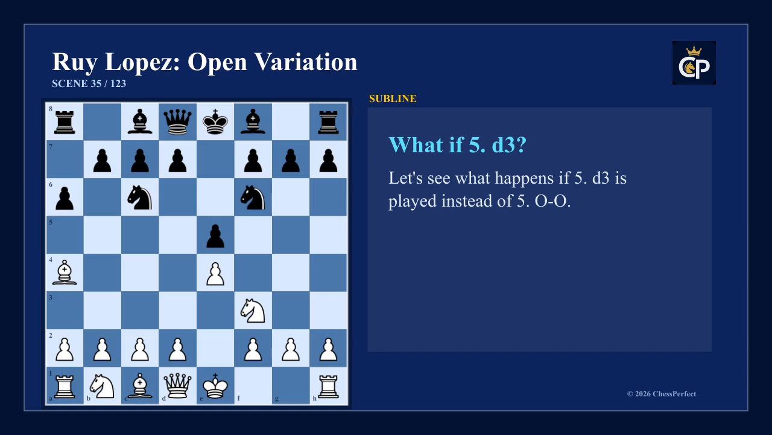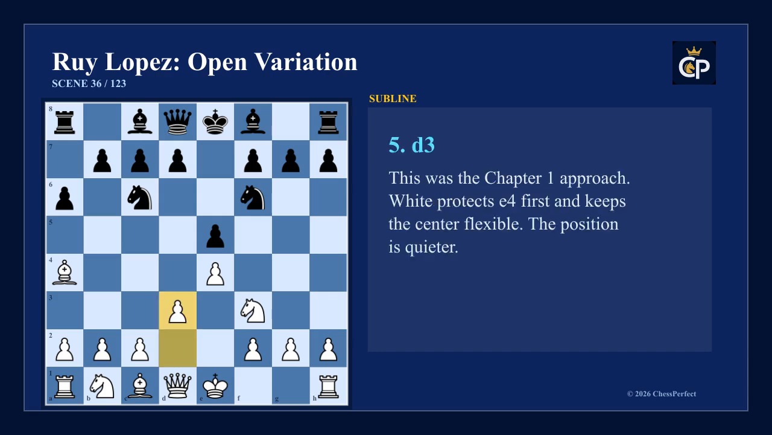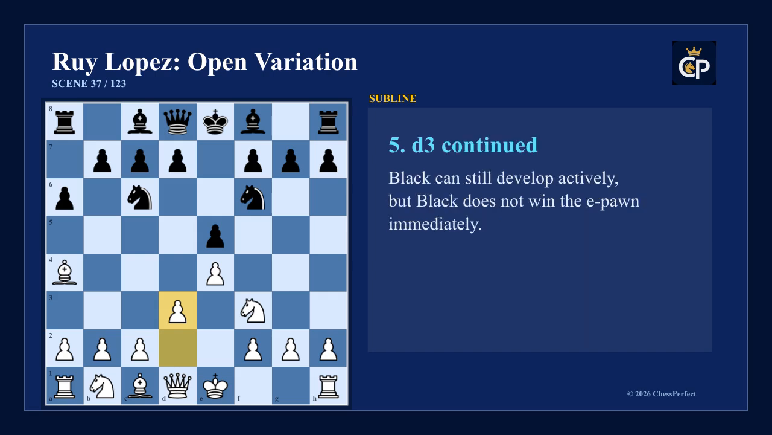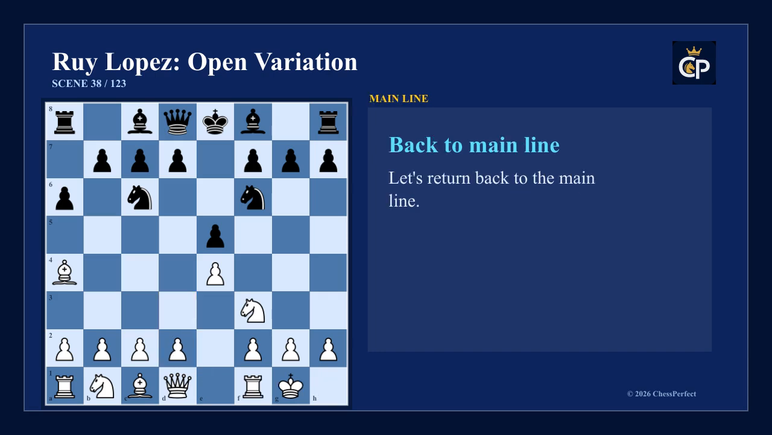Let's see what happens if d3 is played instead of kingside castles. d3. This was the Chapter 1 approach. White protects e4 first and keeps the center flexible. The position is quieter. Black can still develop actively, but Black does not win the e-pawn immediately. Let's return back to the main line.